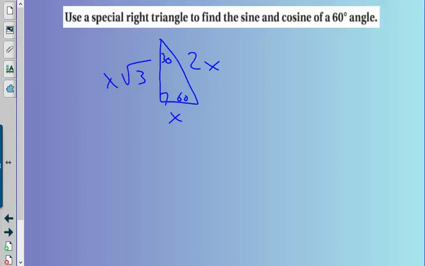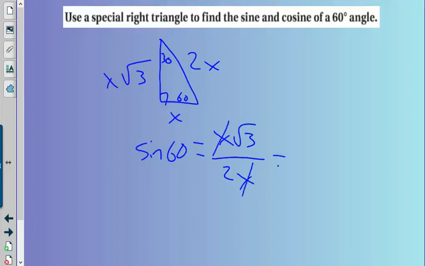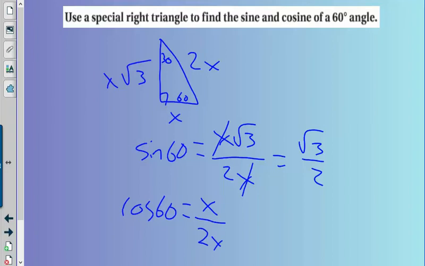So cosine, let's do sine first. Sine of 60 equals opposite over hypotenuse. So x root 3 is the opposite leg, hypotenuse is 2x. Those reduce and you end up with root 3 over 2. And then the cosine of 60 equals adjacent, so x divided by hypotenuse 2x. Those reduce down to 1, so you end up with 1/2.